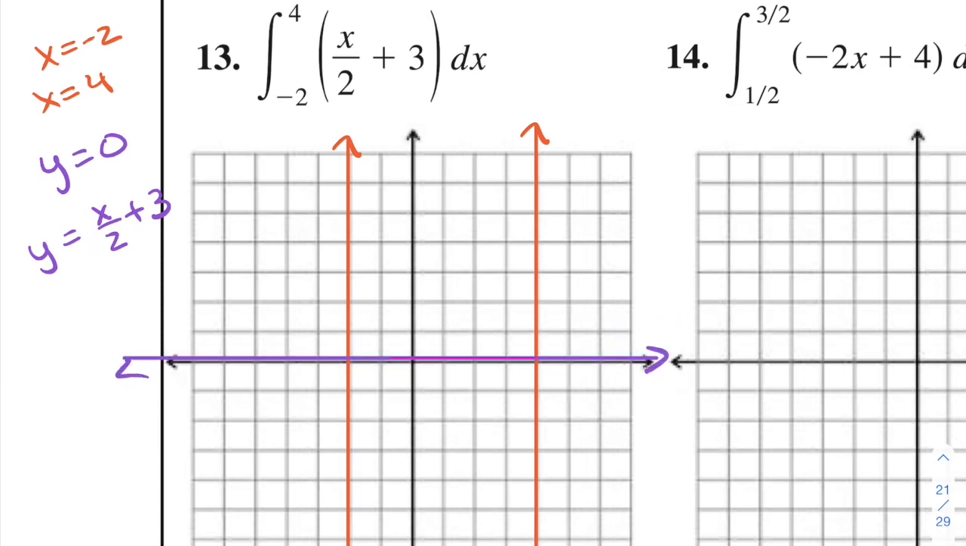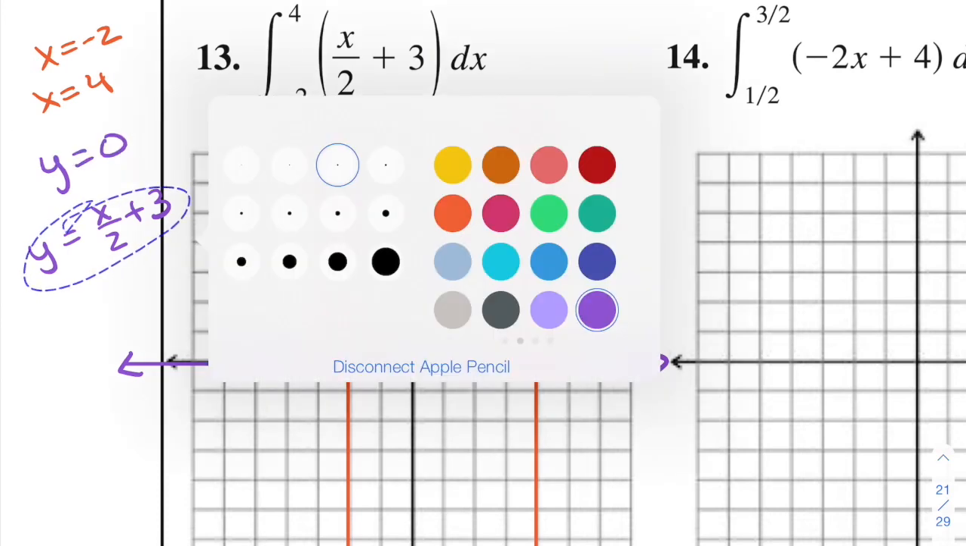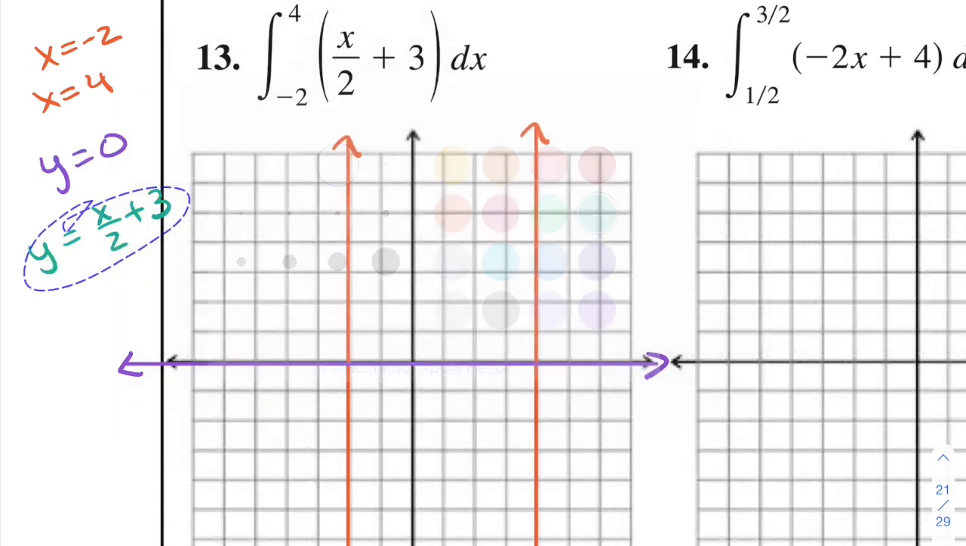And I'll move that up. Whoops, this isn't working. Let me try that again. Okay. And now this last one, let me color code this one so it stands out to you. Sure, I'll color code it green.